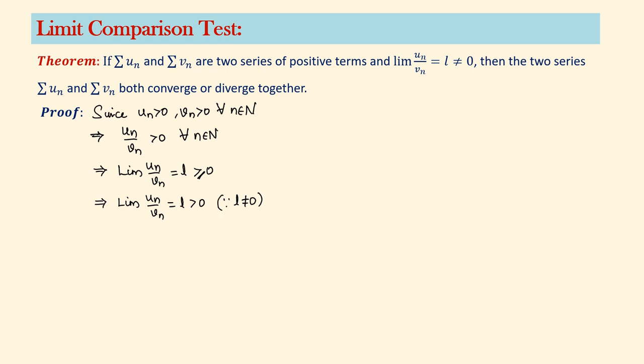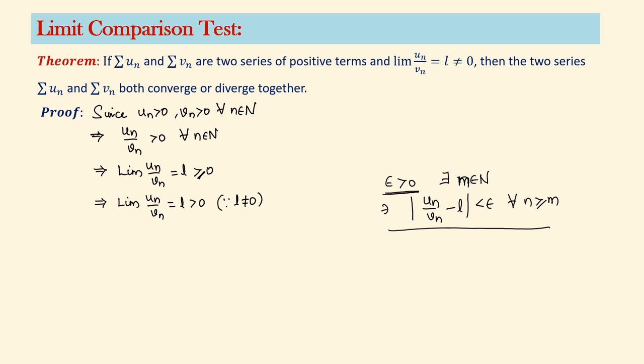So now we'll apply the definition of limit to the sequence, the epsilon definition. So we know what the definition is. To each epsilon greater than 0, there exists a natural number m belonging to N such that modulus of Un by Vn minus L is less than epsilon for all n greater than or equal to m. So there exists m, right? This is the definition for the limit of a sequence. In particular, this is true for every epsilon.